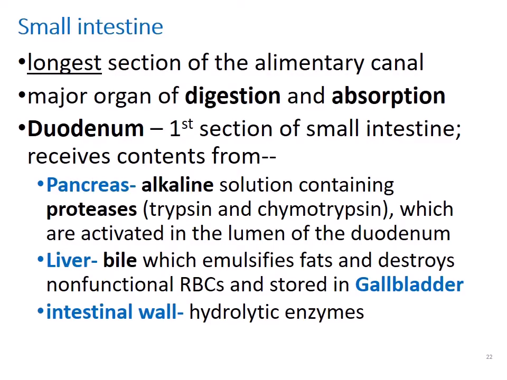So the pancreas secretes an alkaline solution. So it's alkaline because it's trying to neutralize the acidic stomach acid. It also has proteases, which again digest proteins. And then the liver produces bile. Bile is important for fat emulsification. And then the gallbladder, if an organism has a gallbladder, the gallbladder stores bile and releases it when it's required. And then the intestinal wall in itself secretes enzymes for hydrolysis, so enzymes to break food down.